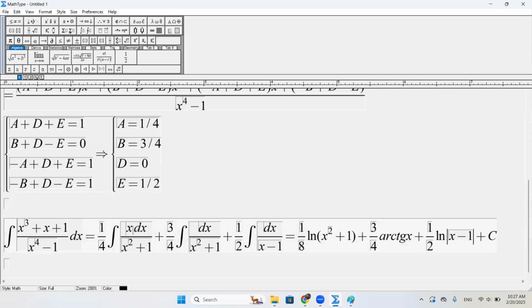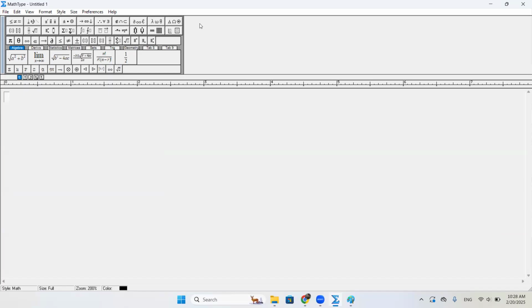So any questions for now about this exercise? Or no questions? Okay, I guess no questions, so let's have a break for 5 minutes and then we will continue, we will calculate integrals of irrational functions.